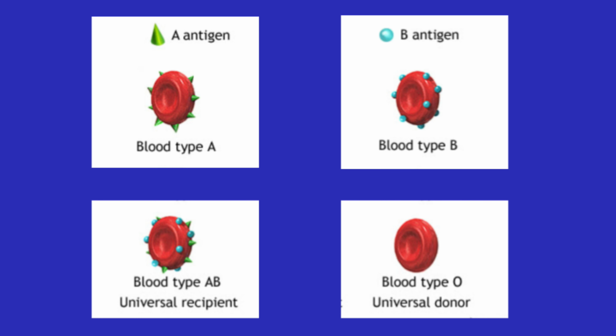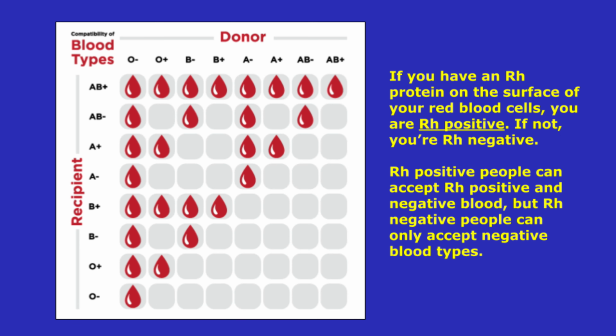The last question I usually get is, Eric, what does it mean to be A positive or A negative or O positive or O negative? What does the positive and negative mean? Well, that's the Rh factor, which is related to a protein that is also on the outside of the red blood cells. If you have this protein on the outside, then you are Rh positive, and if you don't have the protein, then you're Rh negative. The rule is that Rh positive people can accept both Rh positive and Rh negative blood, but Rh negative people can only accept negative blood types.